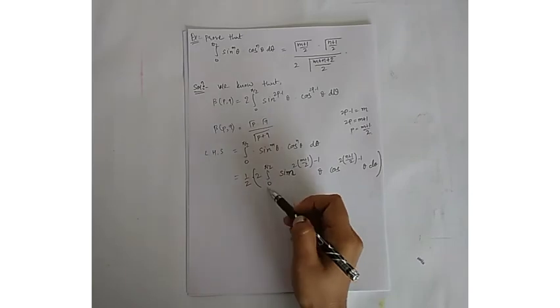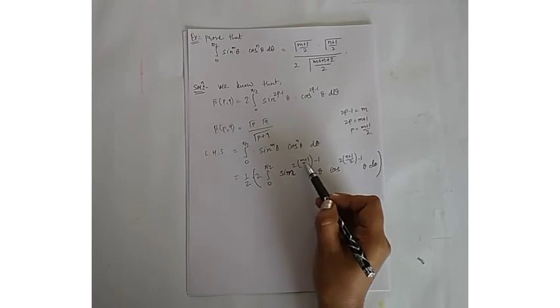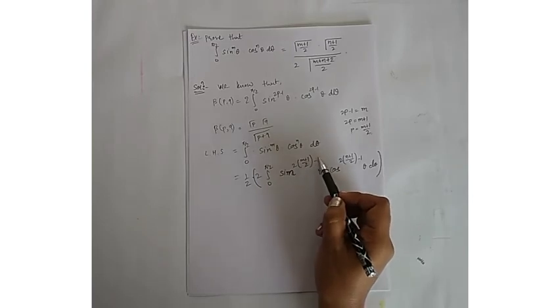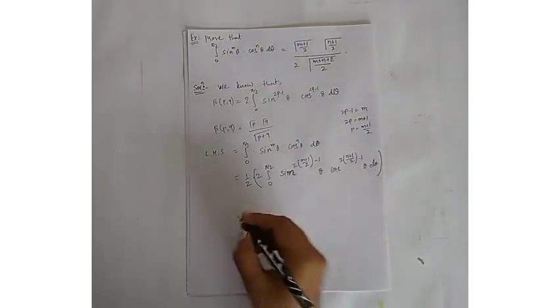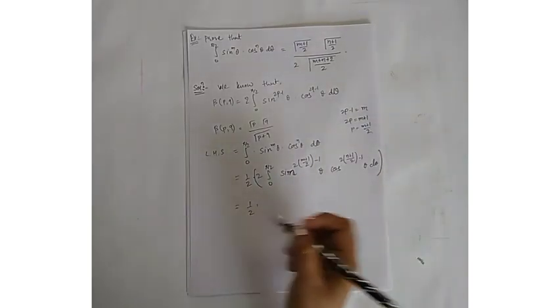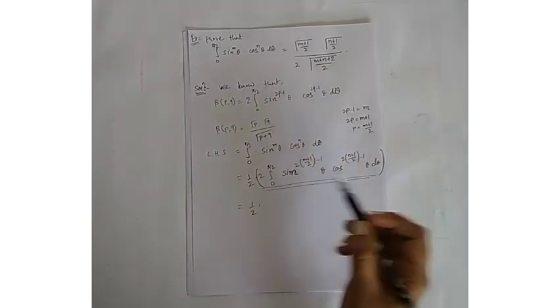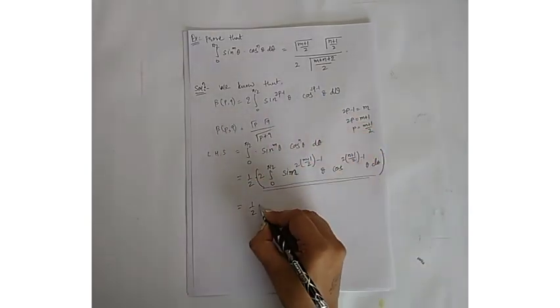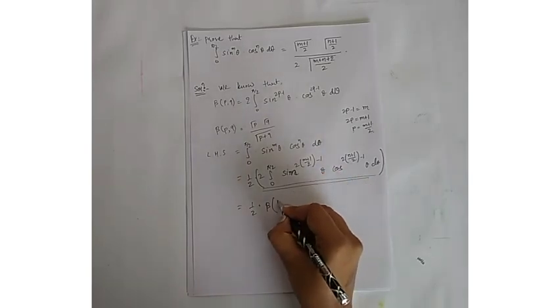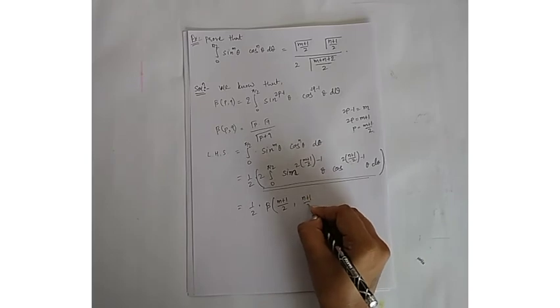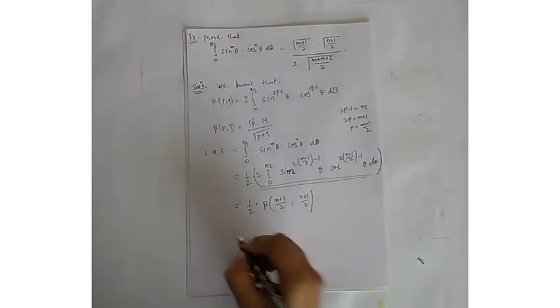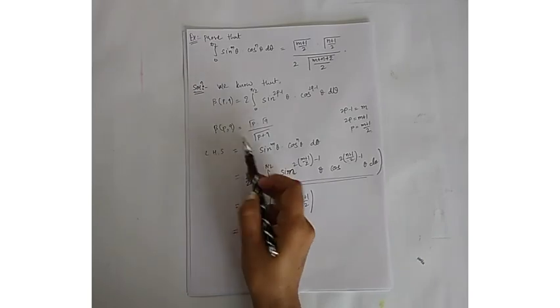Now you can verify, 2 gets cancelled, limit 0 to pi by 2. Here also 2 gets cancelled, remaining is m plus 1, here is minus 1, so m. 2 gets cancelled, n plus 1 minus 1 gets cancelled and n. Right. So 1 by 2 into, I write it as beta pq. So I write it as beta, instead of p here I have (m plus 1) divided by 2, instead of q I have (n plus 1) divided by 2. So beta pq is equal to this.